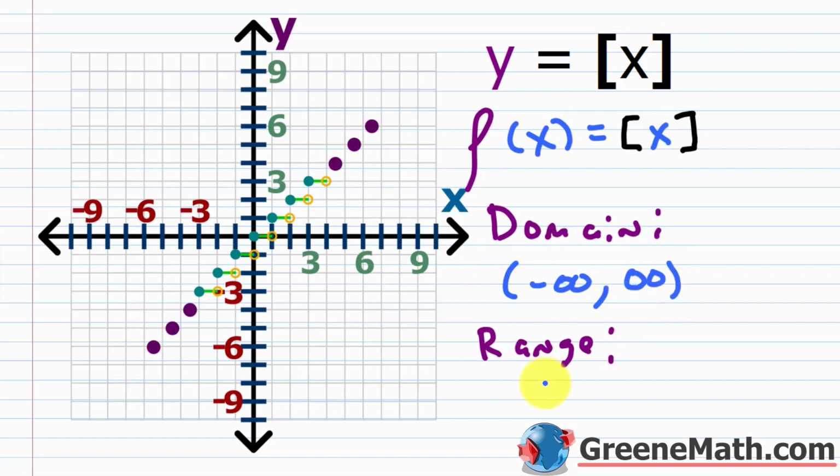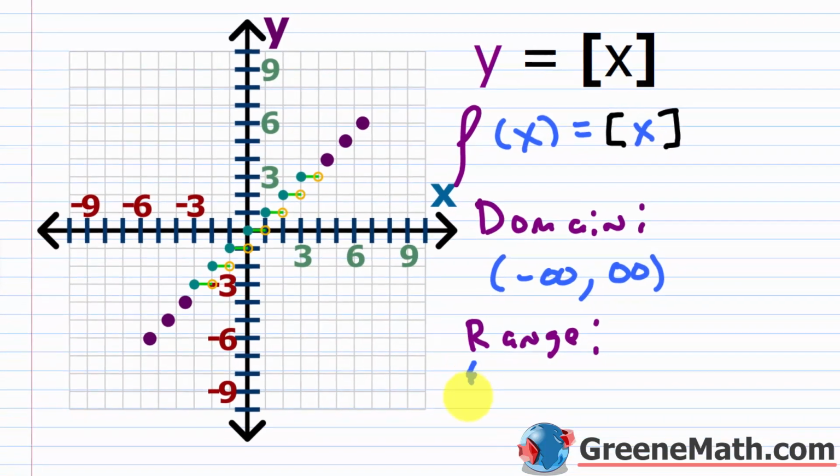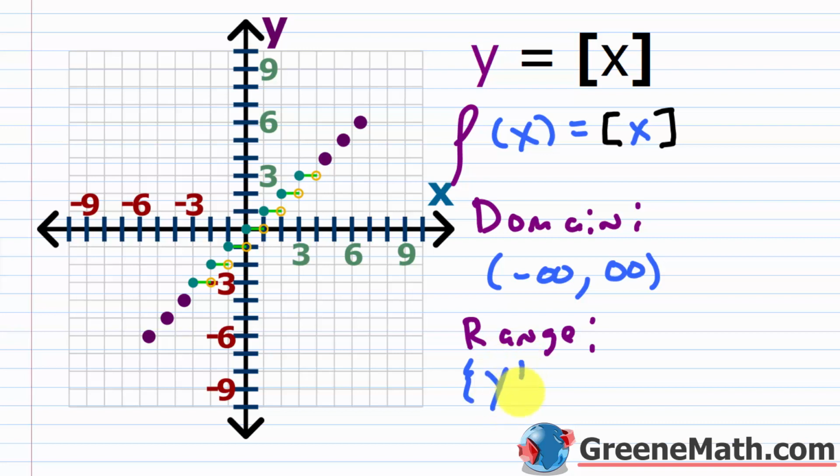But for the range, I'm always going to get an integer value. If I plug in an integer for the domain, I get an integer. But if I plug in something that's not an integer, it gives me an integer, right, as an output. So the range, we could say, is the set of all y such that y is an integer. So that's one way to write that.